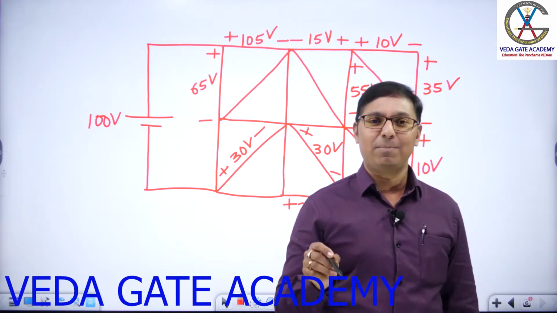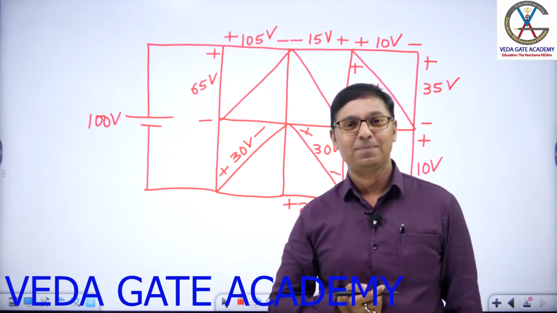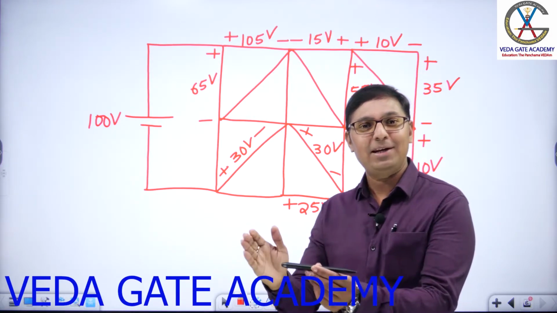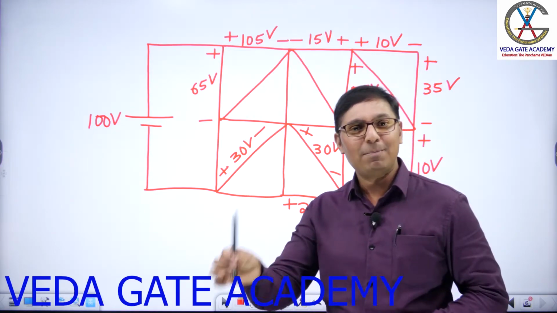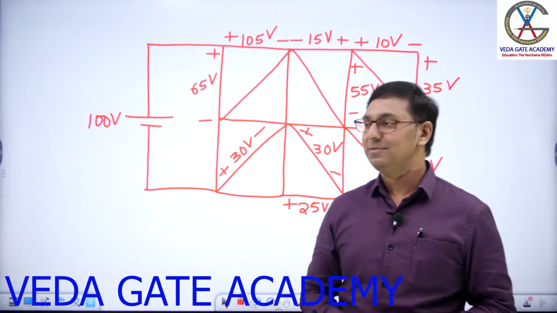Based on the position of the branch, you can clearly give the direction of the current. A 50% possibility is there. Next, suppose the branch is like this. What are the possible voltage polarities? Either plus, minus or minus, plus. Suppose the branch is like this. What are the possible voltage polarities, sir? Either plus, minus or minus, plus.